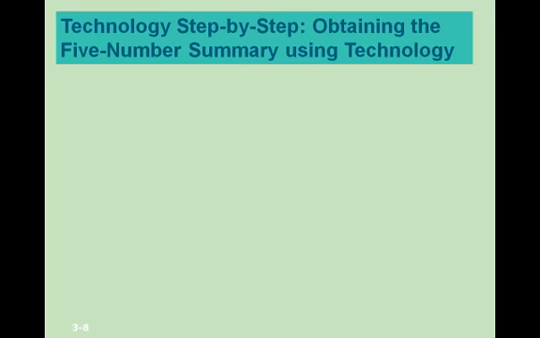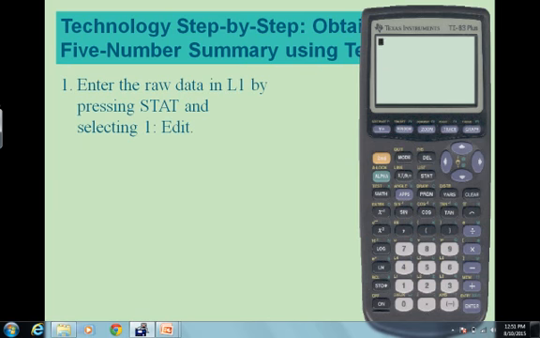So let's look at how we could do this using technology. The first step is to enter the raw data in List 1 by pressing Stat and selecting Edit. We already have values in our list, so we'll clear them out by arrowing up and hitting Clear and Enter. And we do the same with both lists. Now we enter the raw data in List 1.